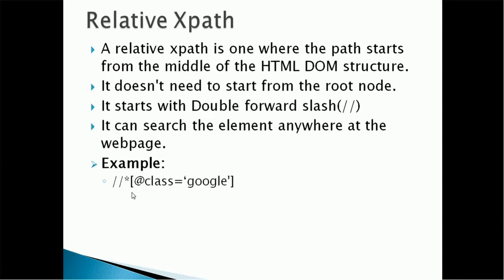And relative XPath. So relative XPath is one where the path starts from the middle of the HTML DOM structure. It doesn't need to start from the root node. It starts with a double forward slash. It can search the element anywhere on the web page. This is an example of relative XPath.